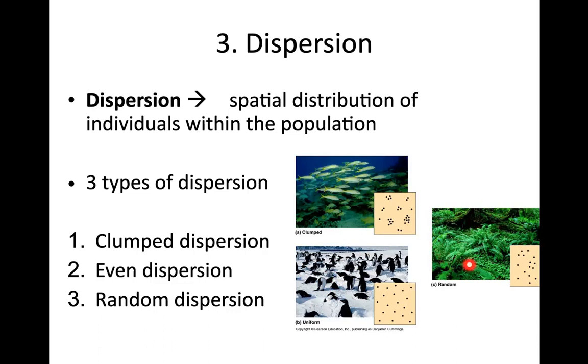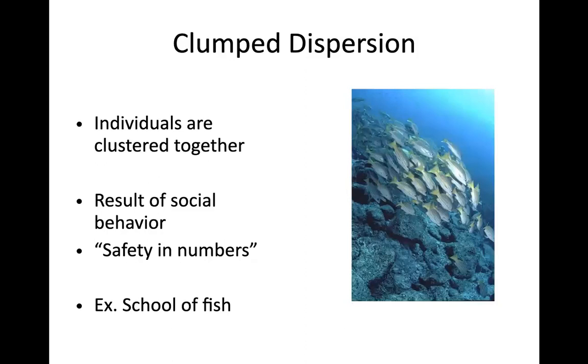And then finally, you have random distribution or dispersion. This is most likely reflected in plant species because of the way that the seeds or spores are carried by the wind or by water. So we'll look at each of these individually.